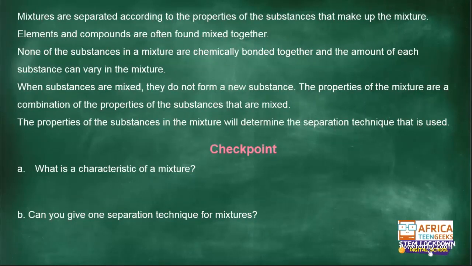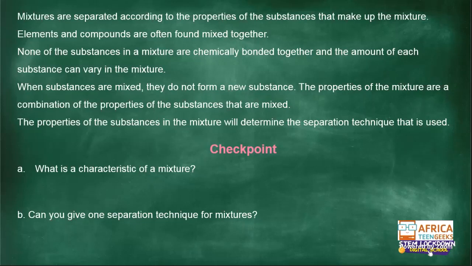Now, when substances are mixed, they do not form a new substance. But also, when you eat almonds, you need to eat it in moderation. Anything you eat must be in moderation. You're not going to eat too much of it, just enough for what your body needs.